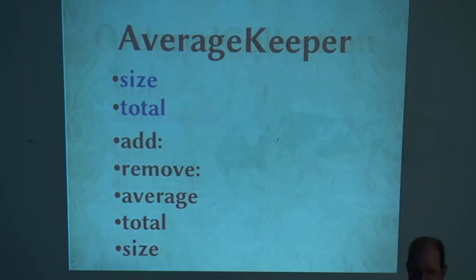And the other component that I'm going to say we have is a thing called an average keeper, and this thing has two instance variables, size and total. You can add an integer which adds to the total and increments the size. You can remove an integer which subtracts from the total and decrements the size. You can ask it for the average, which divides the total by the size, gives you the result. And then there's accessors for total and size. So these are the two components that we're going to use to build our temperature record.